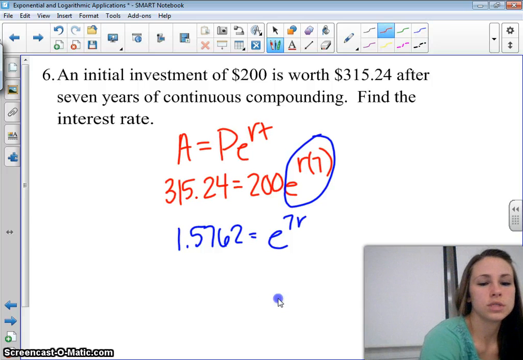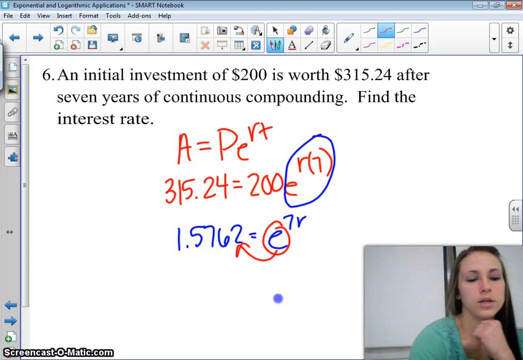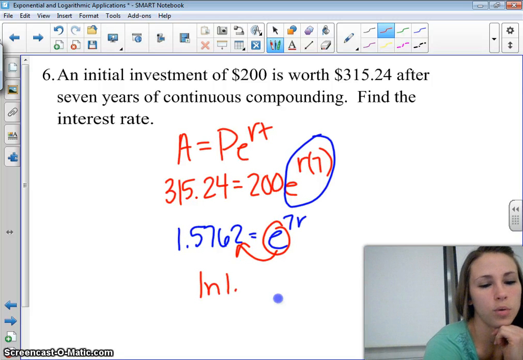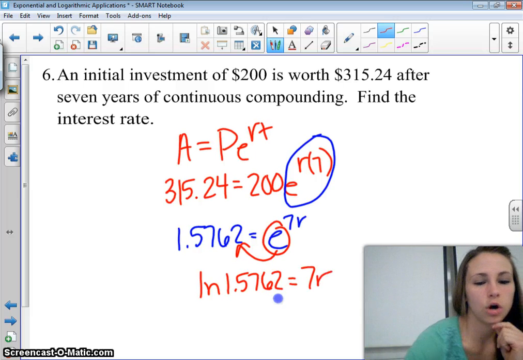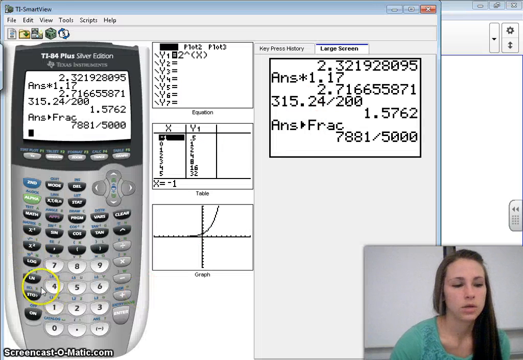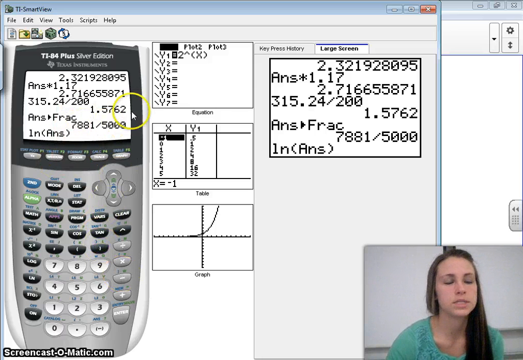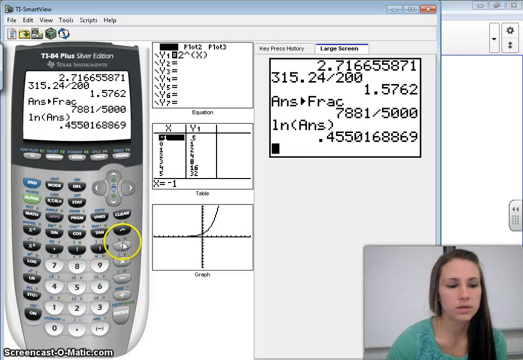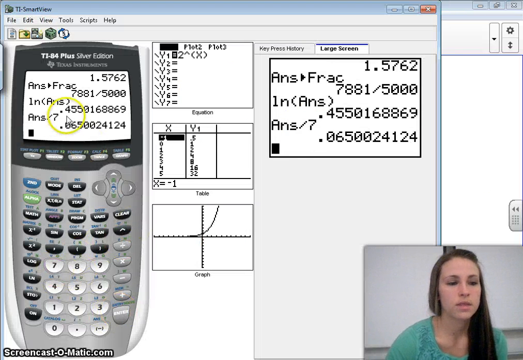And so now I'm going to do shell snail. And so this will be log base e, or ln of 1.5762 equals 7r. And so all I have to do now is type this in, the ln. So ln, I'm going to hit second answer, so that'll give me this last thing right here, so I don't have to type all that in. And then the last thing I'm going to do is divide by 7. When I do that, this is my rate. So this would be 0.065.